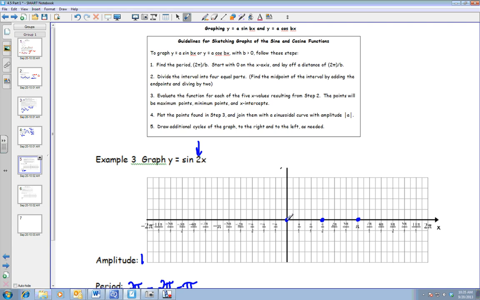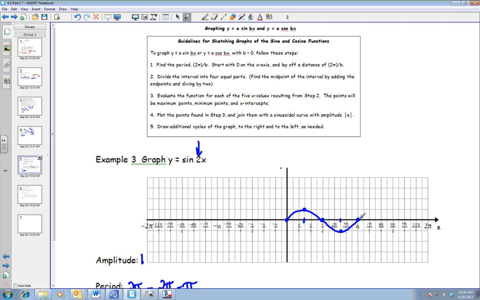Now, right between 0 and my midpoint, which is this point right here, I know I go up to 1. So this point right here is 1. Right between my midpoint and my end point, which looks like it would be right here, I'm going to go down to negative 1. So if I connect these points, there's my graph of sine 2x.